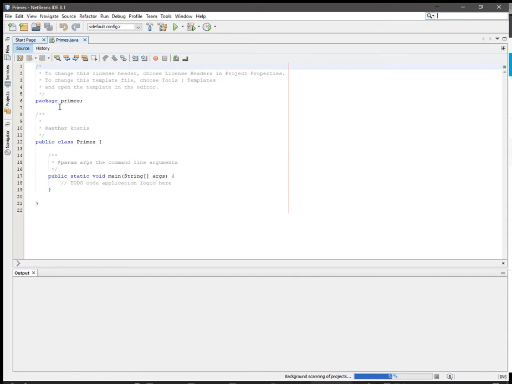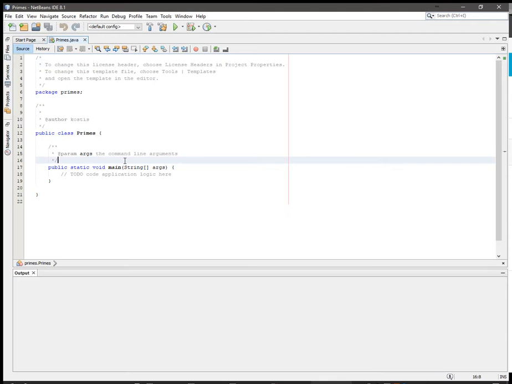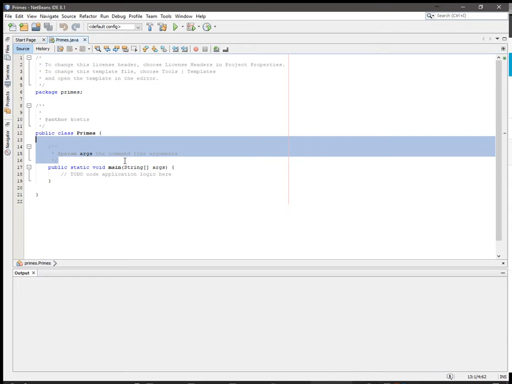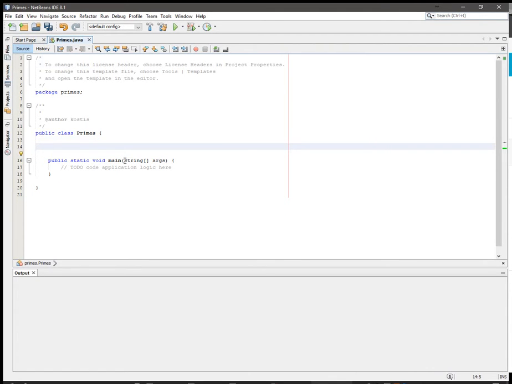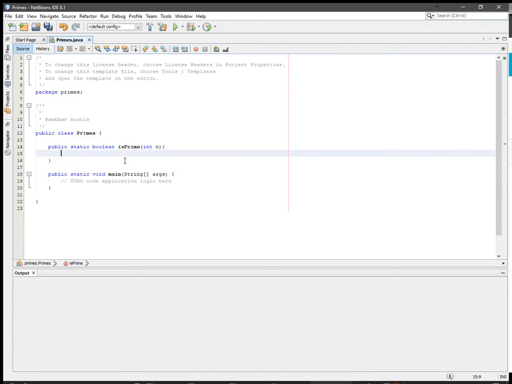Let's see here. Yes, let's delete this and get to it. First thing I'm gonna do is create a public static boolean isPrime, and it's gonna take as input an integer and return whether or not it is a prime.